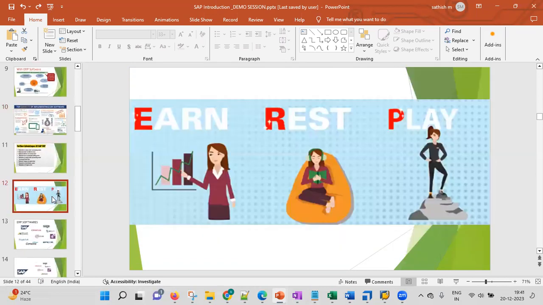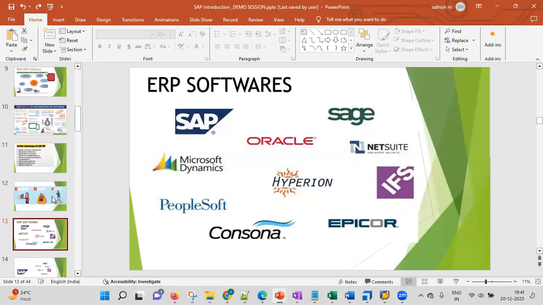Come down. And yeah, so these are all the ERP software available in the market, like JD Edwards, Microsoft Dynamics, Oracle, Sage, PeopleSoft, IFS, NetSuite, Hypron, Epicor, Consona, and SAP.